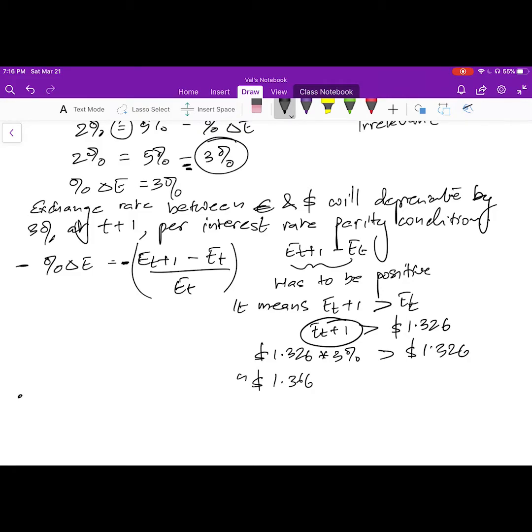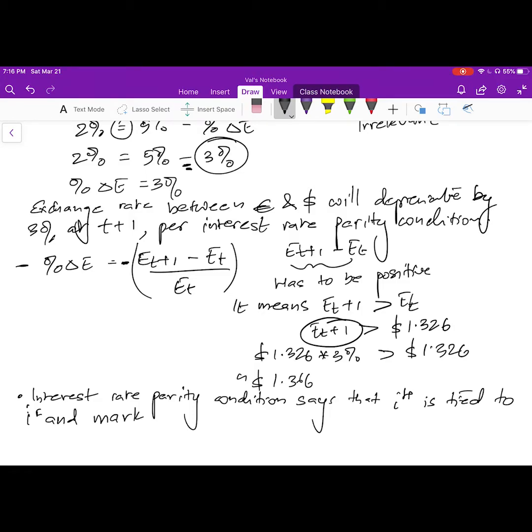So in summary, interest rate parity condition says that IH, which is the interest rate at home, is tied to IF, which is the interest rate in the foreign country, and market expectations of future interest rates, or future exchange rates.